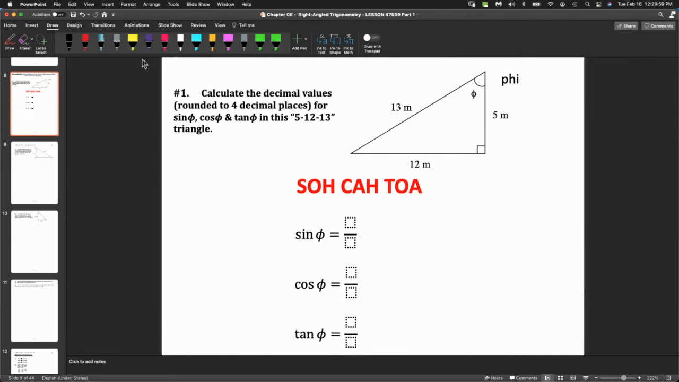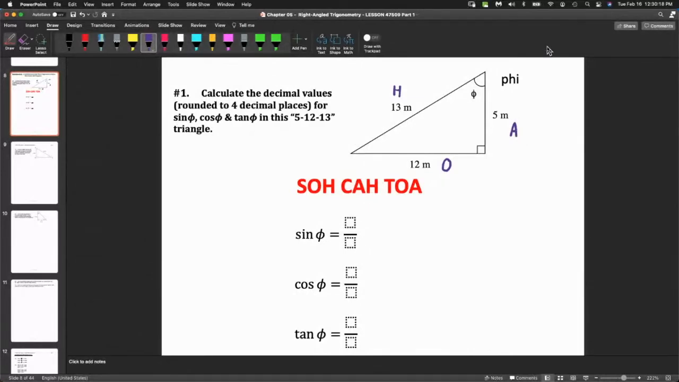So when you look at the right angle triangle, where's the hypotenuse? Which one of the numbers is the hypotenuse? Thank you. So that's the hypotenuse. Where's the opposite? Which one's opposite? 12. And then the adjacent is this one over here.